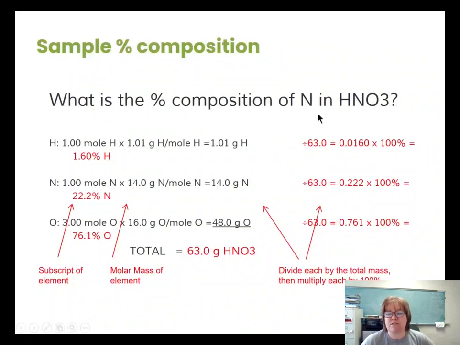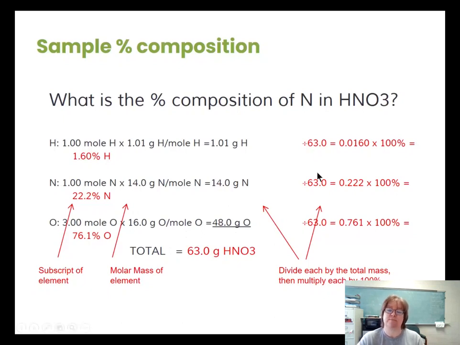So let's look at how this works. What is the percent composition of nitrogen in HNO3? If I have 1 mole of HNO3, then I have 1 mole of H, 1 mole of N, and 3 moles of O. I'm just using the subscripts of the H, the N, and the O. I multiply by each element's molar mass. So for hydrogen it's 1.01, for nitrogen it's 14.0, for oxygen it's 16.0. I only went to one decimal place on the nitrogen and oxygen, but we'll get the idea. And now I want to add up the total. So if I had 1 gram of hydrogen, 14 grams of nitrogen, and 48 grams of oxygen, that ends up being a total mass for the compound of 63 grams.